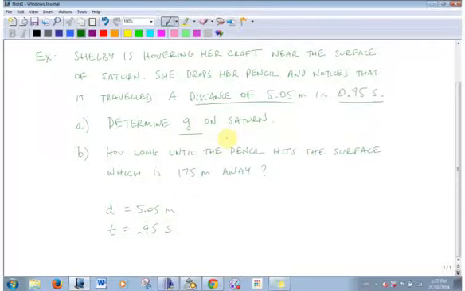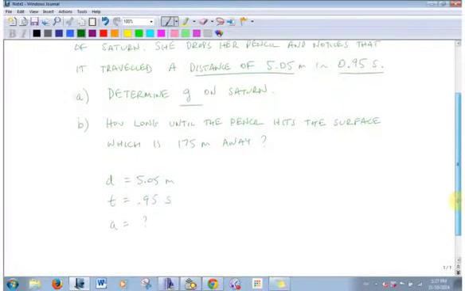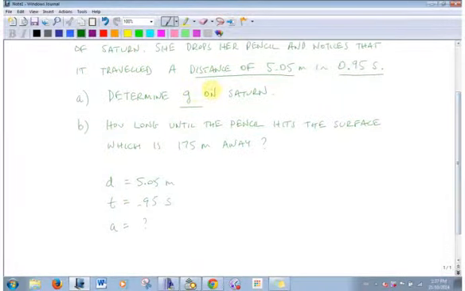Well, what am I trying to find out here? G. Look at the back of your book. You see any G's anywhere? No, but there's lots of A's. You got to know that's acceleration. When we're talking about planets, we're talking about G, okay?